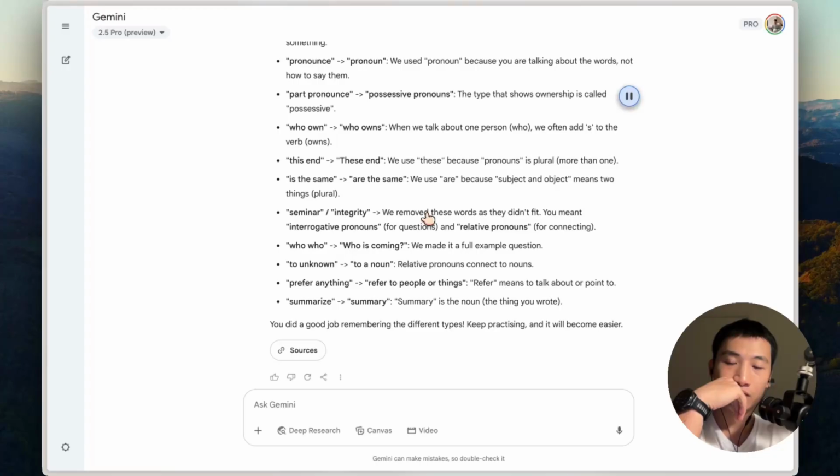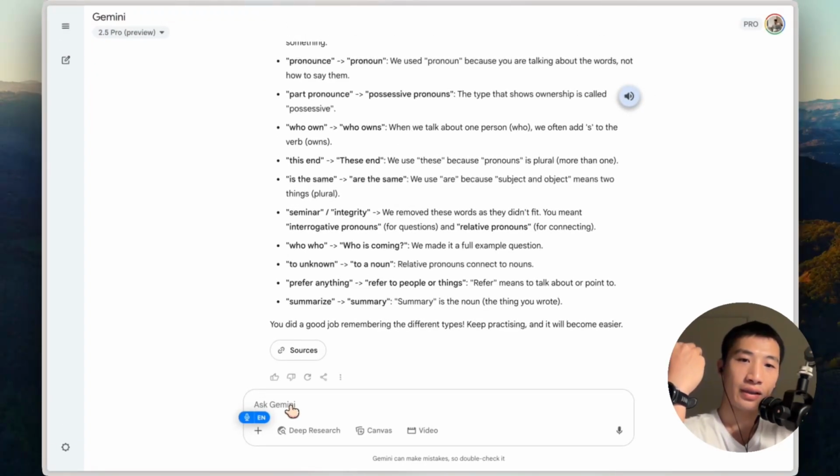Summarize to summary: summary is the noun, the thing you wrote. Summarize is the verb. Summary is the noun and summarize is the verb. Is that right?